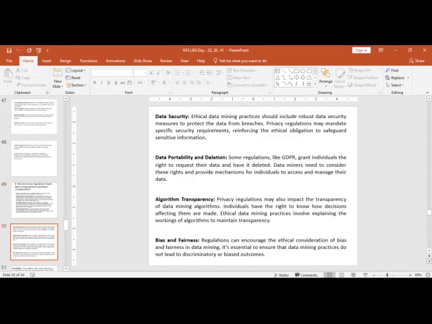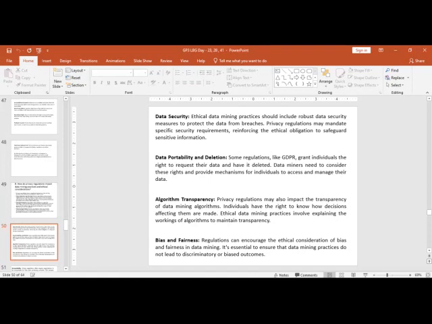Data security. Ethical data mining practices should include robust data security measures to protect the data from breaches. Privacy regulations may mandate specific security requirements, reinforcing the ethical obligation to safeguard sensitive information. Data portability and deletion. Some regulations like GDPR grant individuals the right to request their data and have it deleted. Data miners need to consider these rights and provide mechanisms for individuals to access and manage their data.